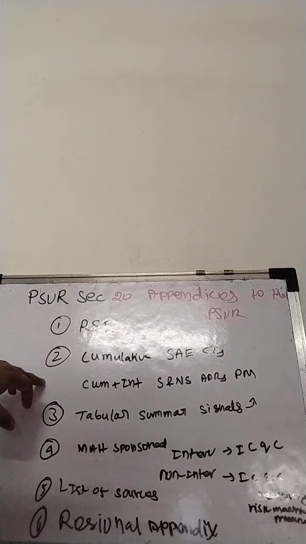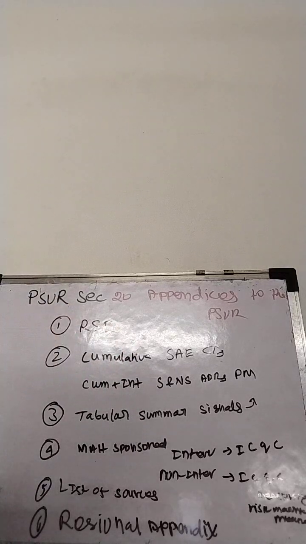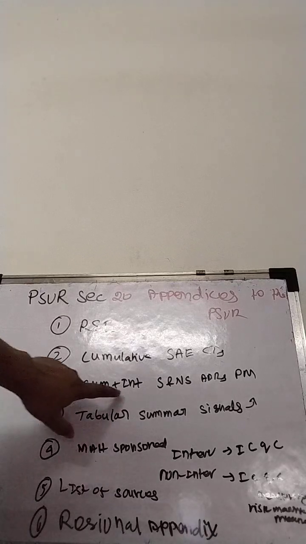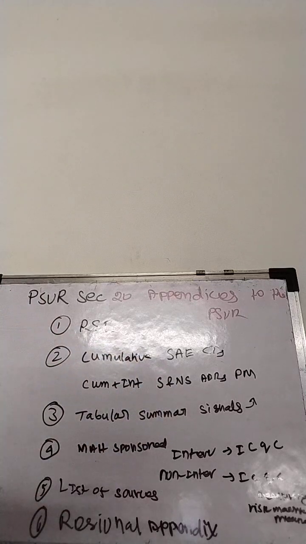listings, line listings they call, like cumulative serious adverse events from clinical trials. That line listing we will attach, which is a cumulative one. Since IBD, whatever SAEs came out from the clinical trials, all the SAEs would be covered in this particular appendix. And from post marketing, they will focus on interval plus cumulative, serious as well as non-serious ADRs.